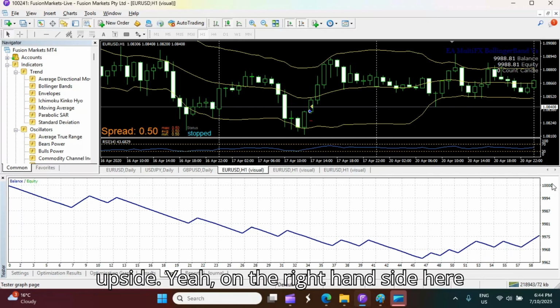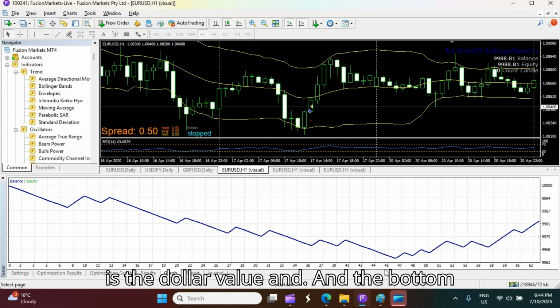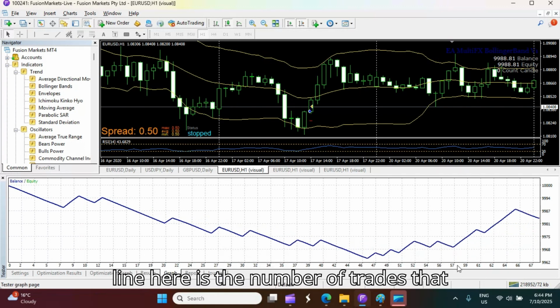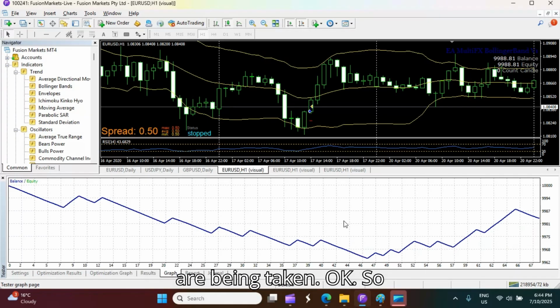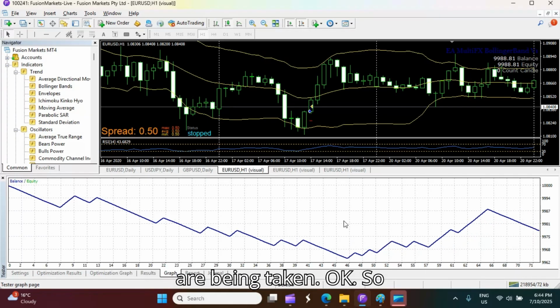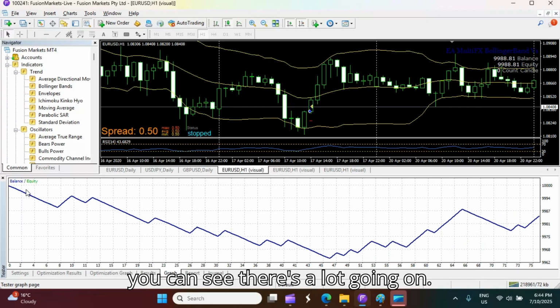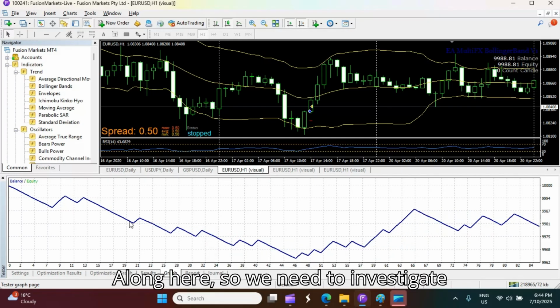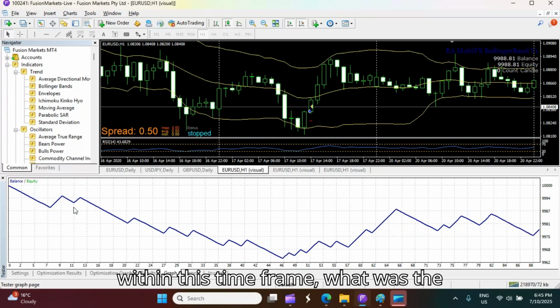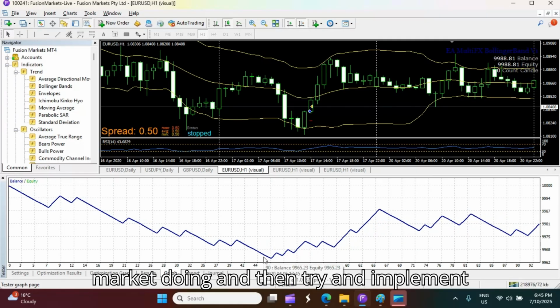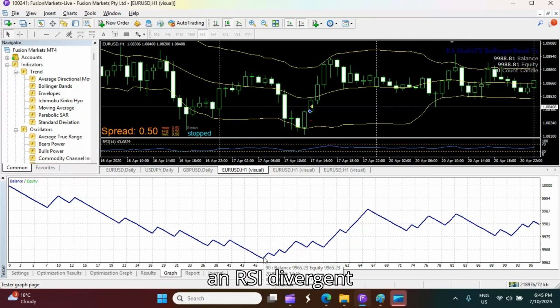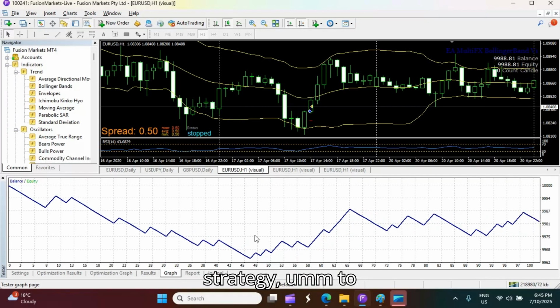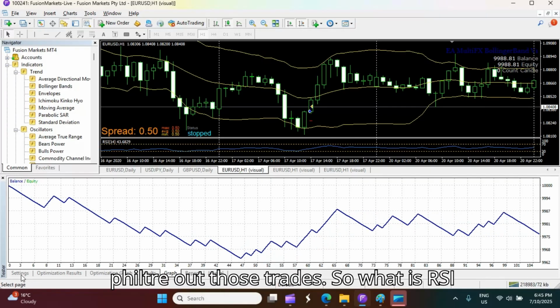On the right hand side here is the dollar value, and the bottom line here is the number of trades that are being taken. You can see there's a lot going on along here. So we need to investigate within this time frame what the market was doing, and then try and implement an RSI divergence strategy to filter out those trades.